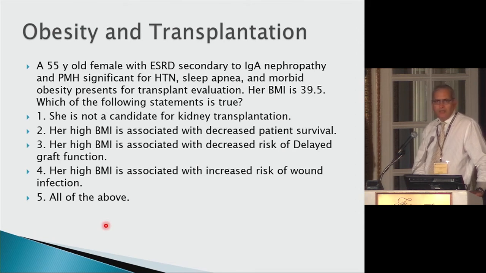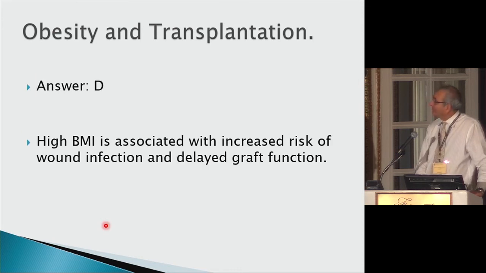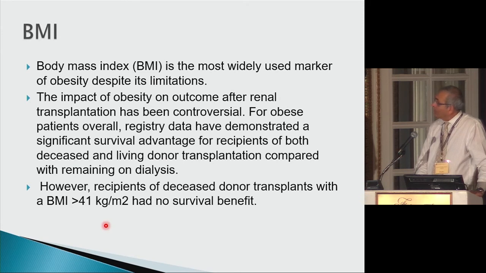So A, anyone for A? B, C, D? No hands for anyone? And E? Most of them are E. Well, let's see. So the answer is D. High BMI is associated with an increased risk of wound infection and delayed graft function.